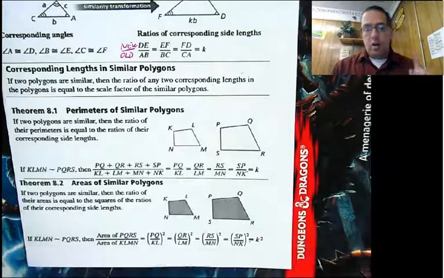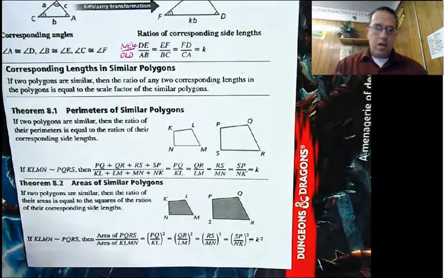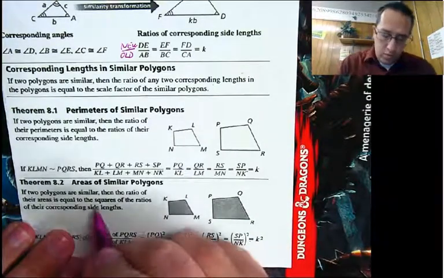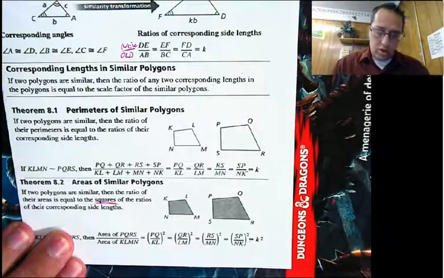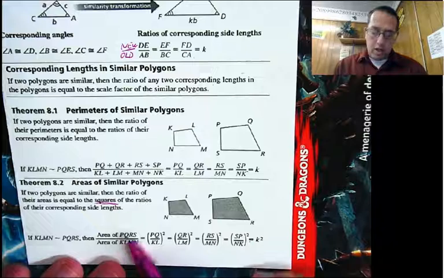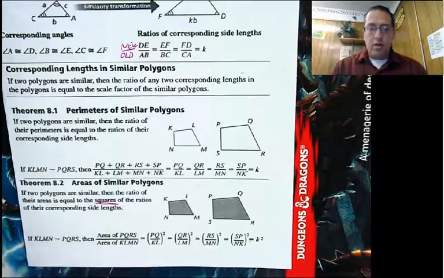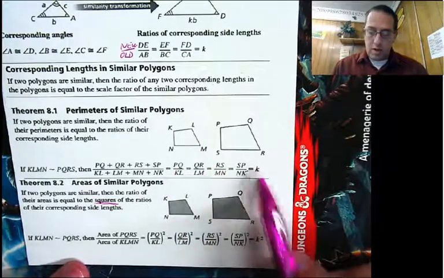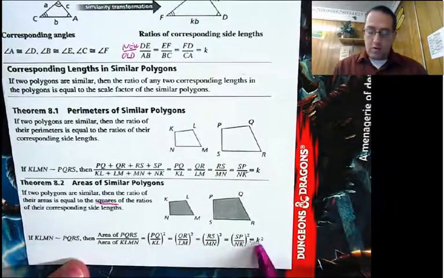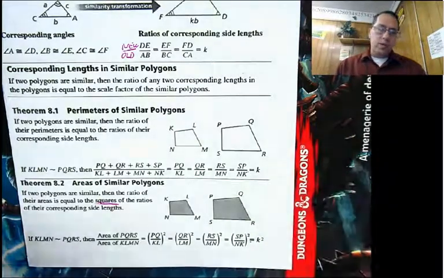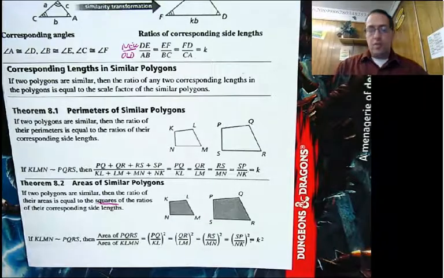Areas, on the other hand, are not. The ratio between the areas is going to be equal to the squares of the ratio between the corresponding sides. Okay, so the area of PQRS over the area of KLMN is going to equal that ratio, same ratio we had here, that was scale factor. It's going to equal that scale factor squared. All right. So perimeters, we can just multiply by the scale factor and everything's good. Area, we do not multiply by the scale factor.